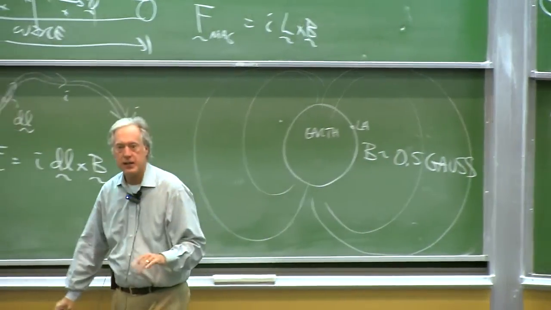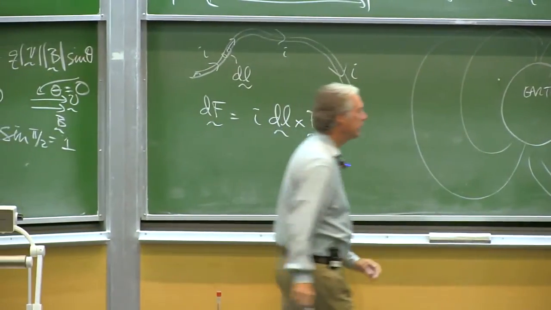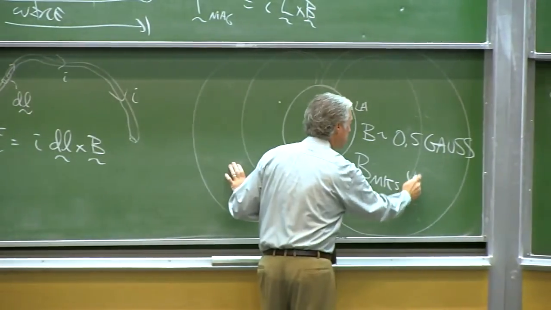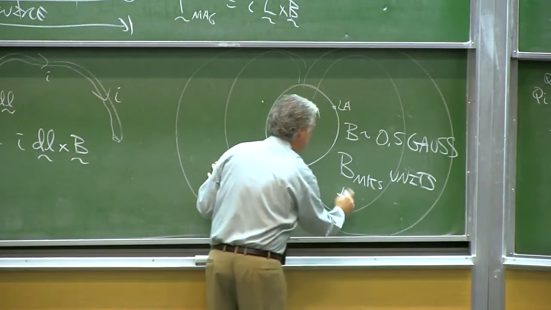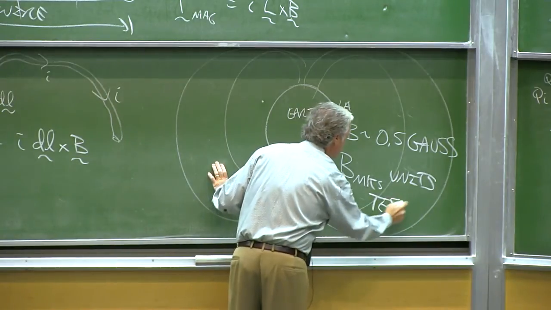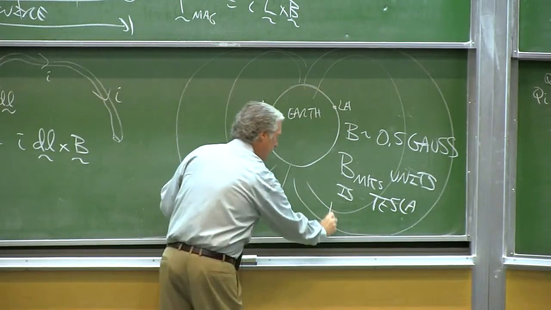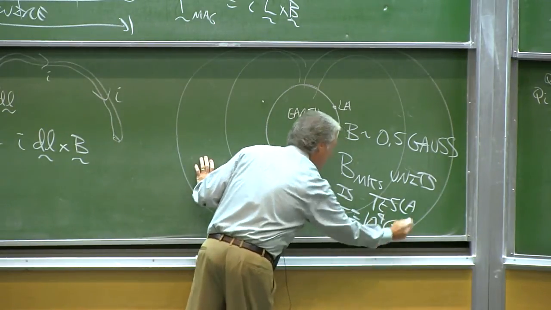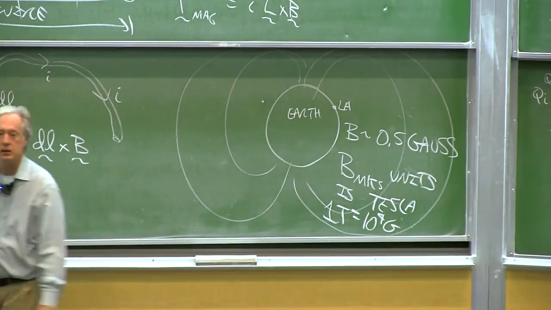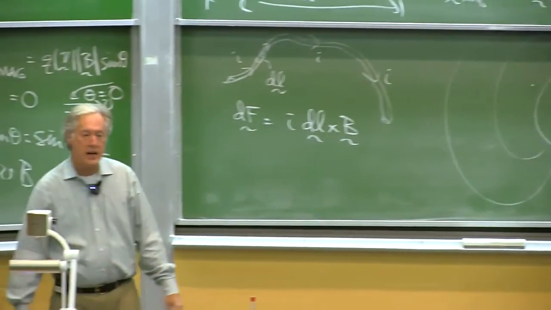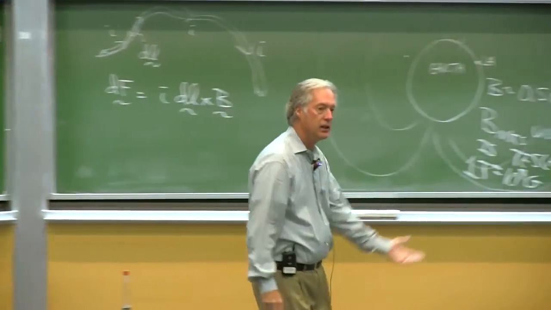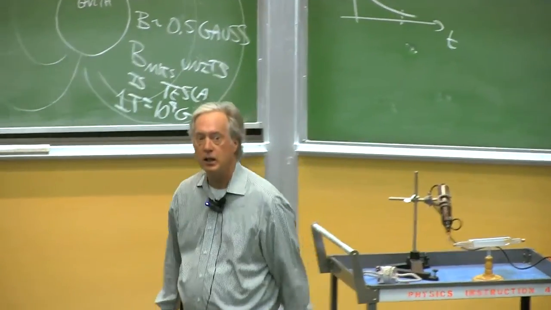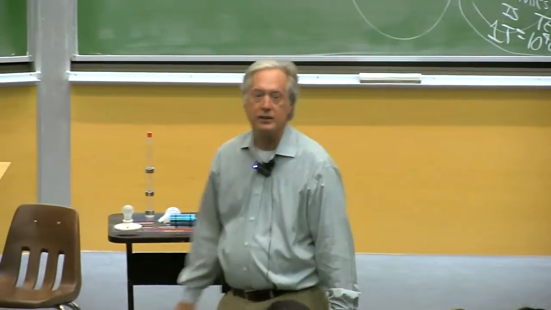Sometimes when fields are about that size, we use a unit that's called a Gauss. But the magnetic field in MKS units is Tesla. And 1 Tesla equals 10 to the 4th Gauss. So the magnetic field that you are feeling right now from the Earth, although you don't get much reaction to it, is about 10 to the minus 4 Tesla.